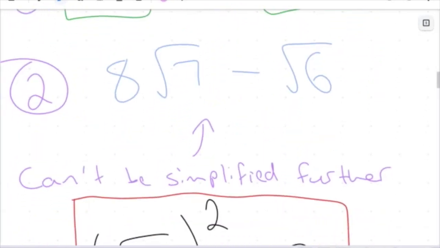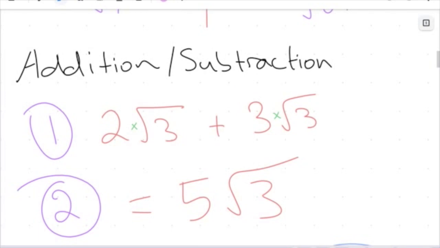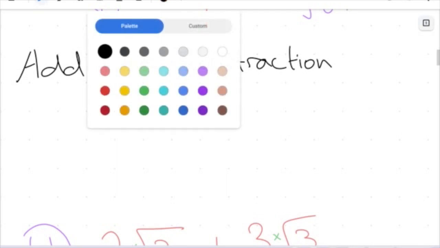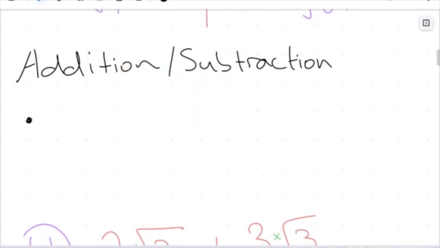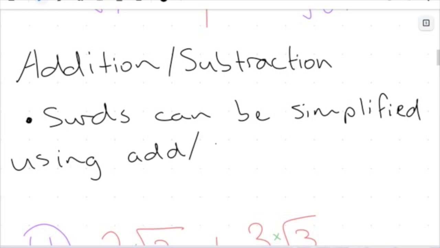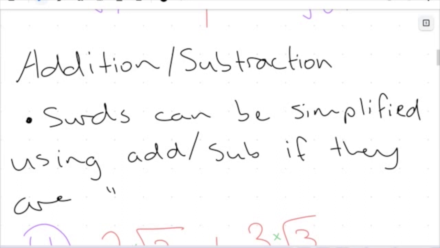So let me write a little thing here for you guys, which is that surds can be simplified using addition or subtraction, if they are what we call like surds.